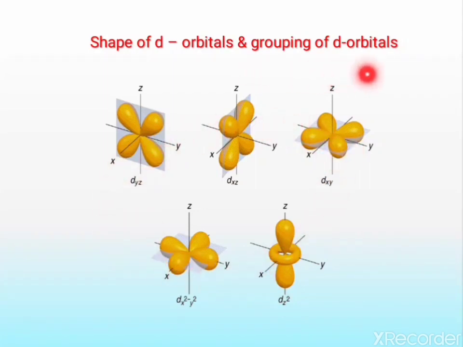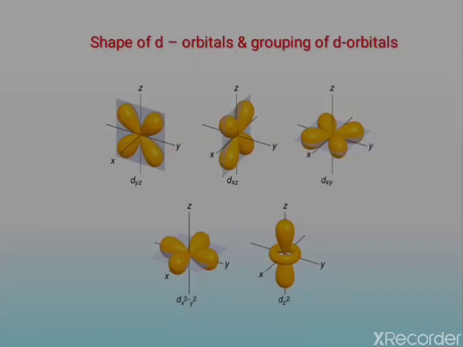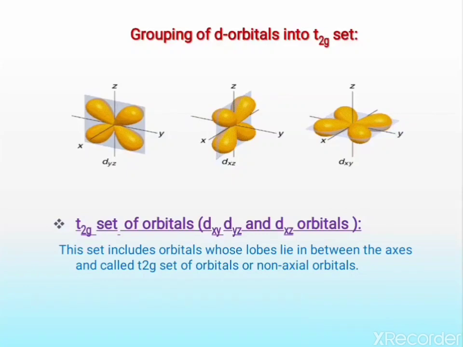Here, the grouping of d orbitals takes place. You see here the dxy, dyz and dzx. In these, the lobes of the orbitals are lying in between the axes. In this other type of orbitals, the lobes of orbitals are lying along the axis. You see in this picture, the lobes are lying along the axis. Here, lobes are lying in between the axes. The d orbitals are grouped into two sets: one is the T2g set and the other one is the Eg set of orbitals.